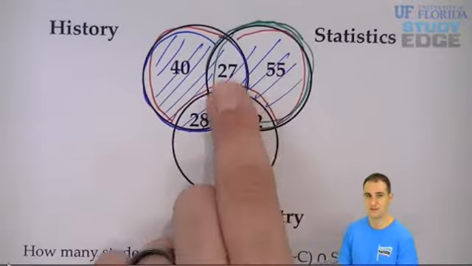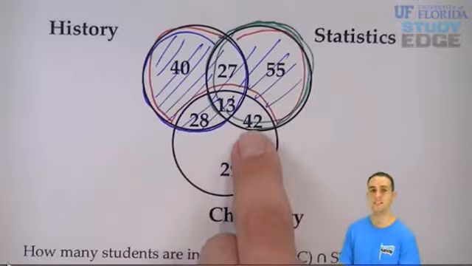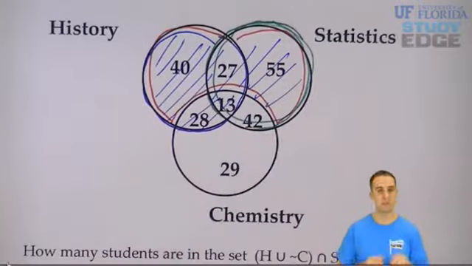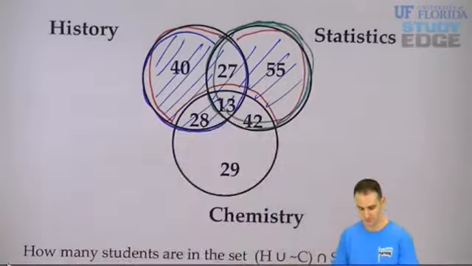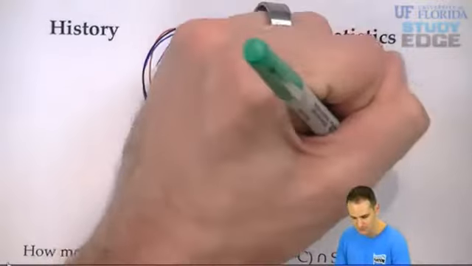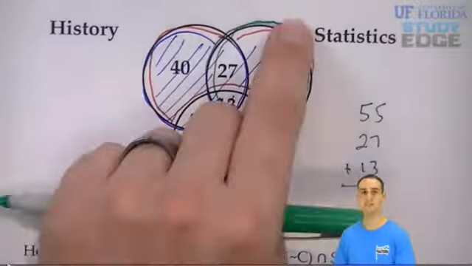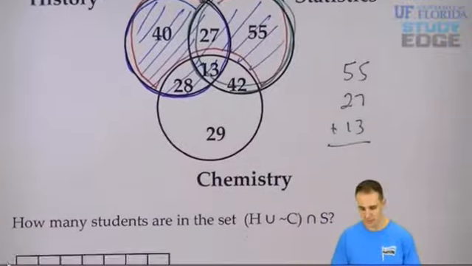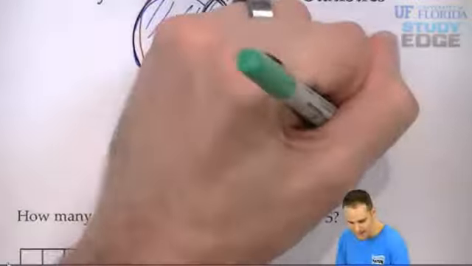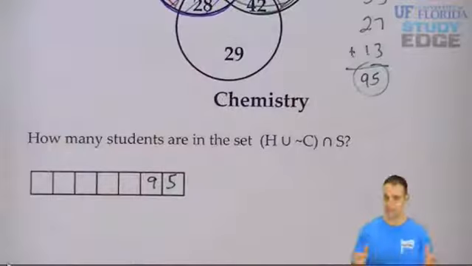55, 27, 13. 42 is not going to be the intersection between those 2 sets. So again, 55, 27, and 13. So we're going to take 55, 27, 13 together. That is the intersection between the circle of statistics and everything else in the blue region, which was history, union, not chemistry. So with that in mind, we have that all together. We'll end up getting 95 for the answer. So I'll put 95, of course, for our answer.